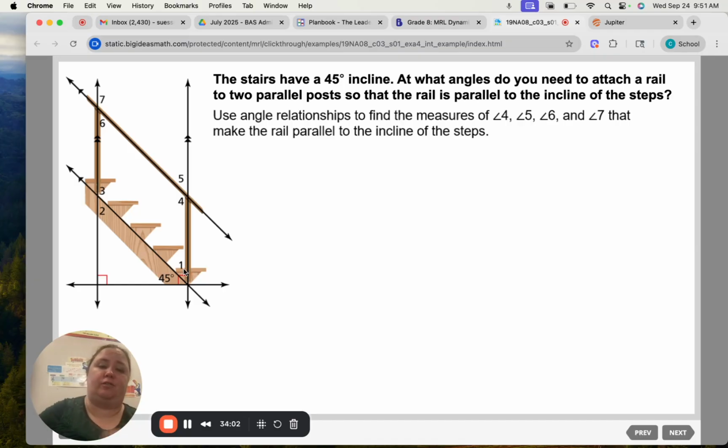Now, looking at the measure of angle 1, does that correspond to any other angles that you're looking at? Yes, which ones? 5, very good. Because 5 is up here on the other transversal. Here's your parallel lines. 5 and 1 would be the same. So how many degrees is 5? 45. Write that down because it's one of the ones you need. Wait, how do we write it? Just M angle 5 equals 45 degrees.